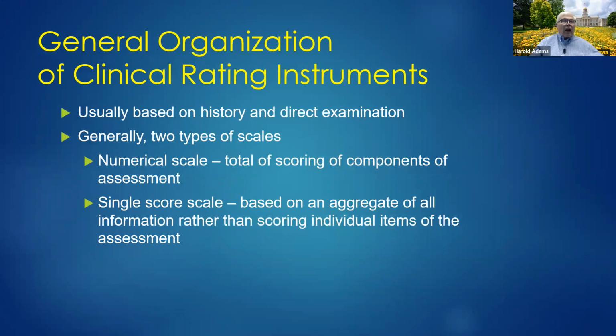Now, there are basically two types of scales. There is a numerical score, with a score of 10, for example, based on scoring of individual components of the assessment. Others will have a single score scale based on an aggregate of all information. So everything is put together and you get a score. For example, the ASIA score for spinal cord injury goes from A, B, C, D, E. And what is crazy is A, which is the worst outcome, and E is the best. And as a patient who's had a spinal cord injury, I always wonder why it's backwards, but that's the way it is. Next slide.